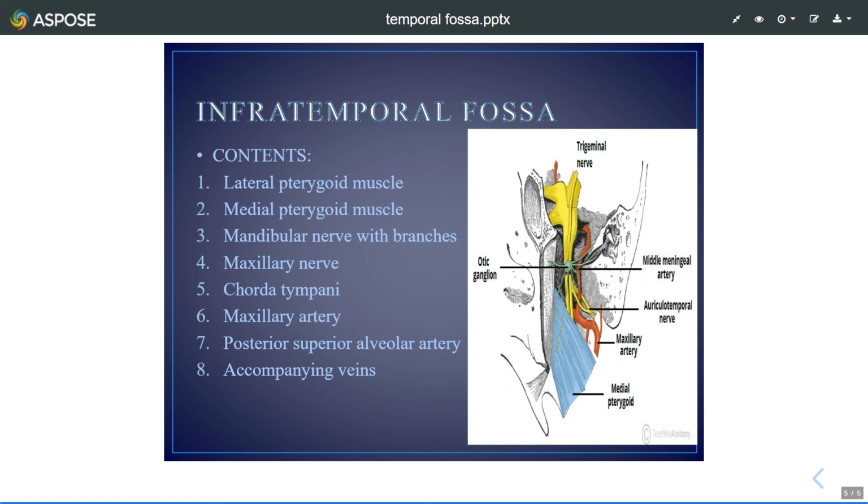So in this video we briefly see about temporal and infratemporal fossa.